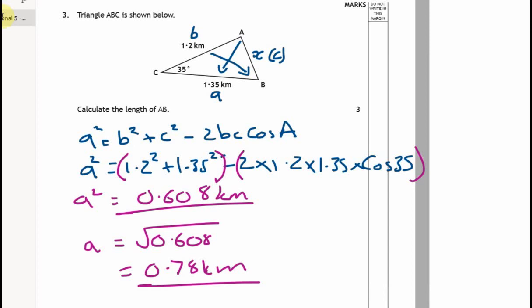So your 3 marks for this one. You're getting a mark for your first line of your substitution. You're getting a mark for getting to here, and then a mark for your final answer. So you actually get a whole mark just for square rooting that number, which is pretty generous considering you only got a mark for doing all that.